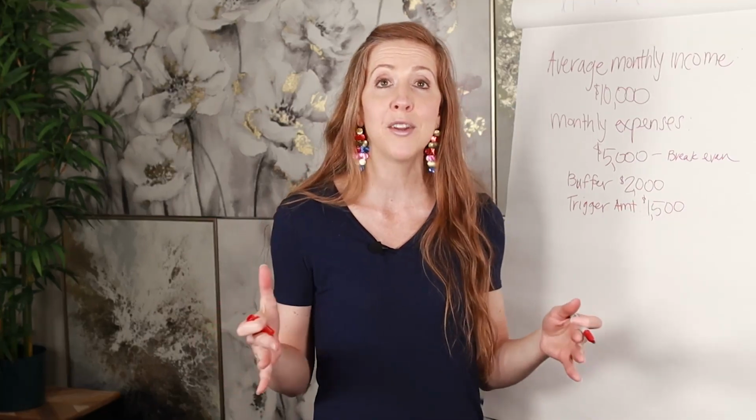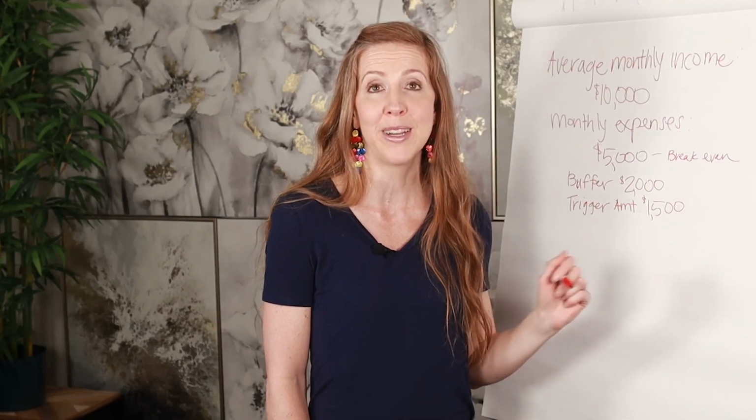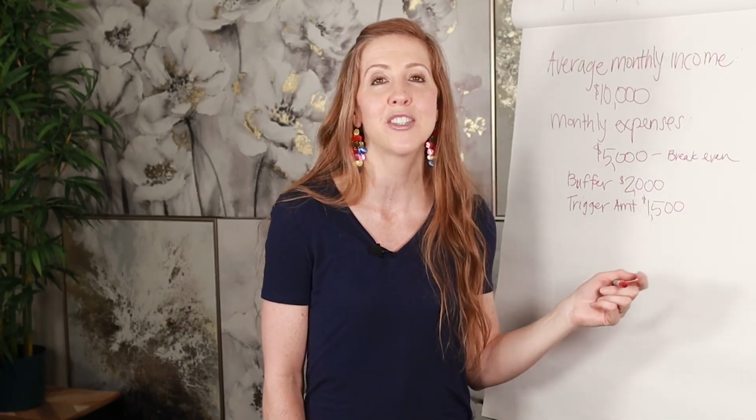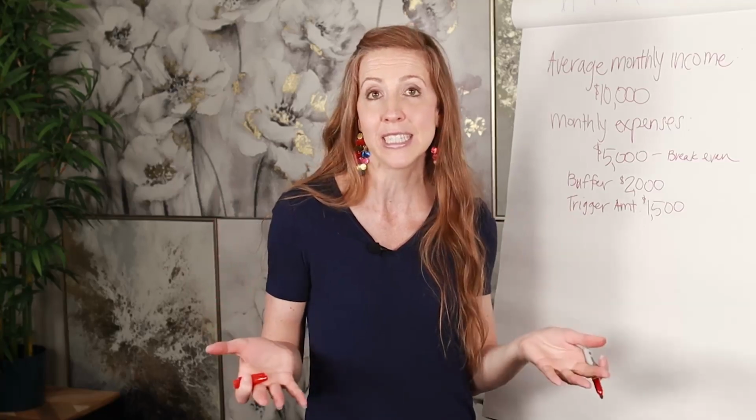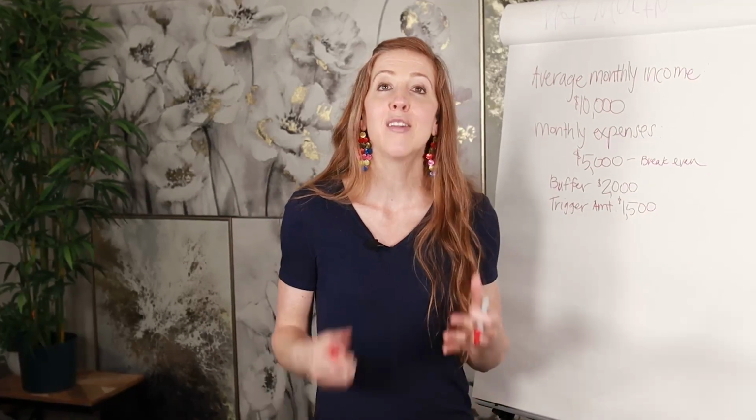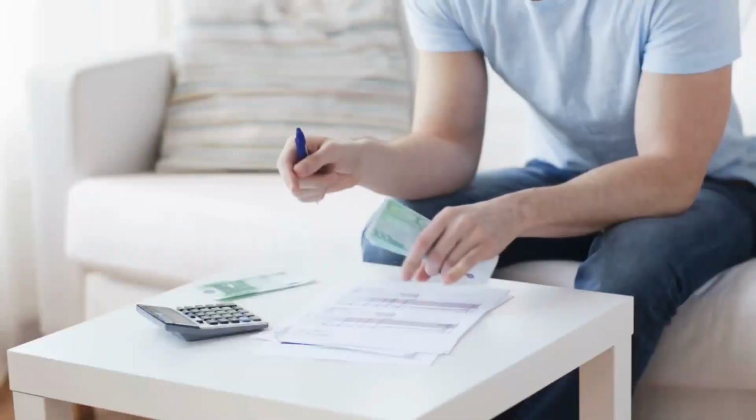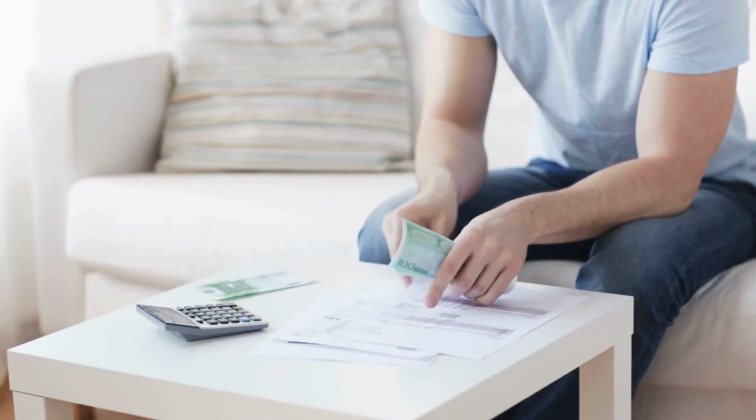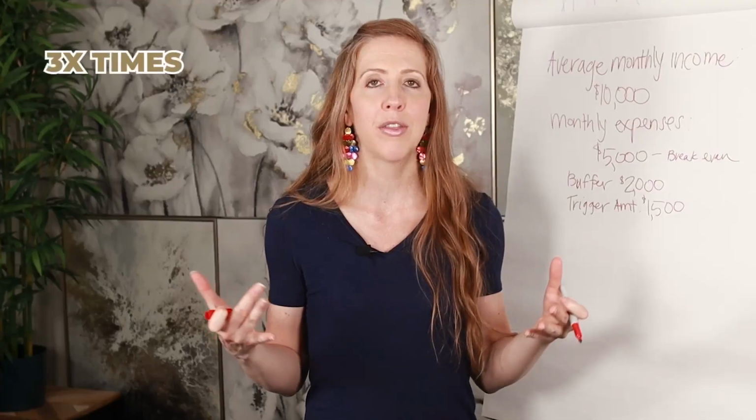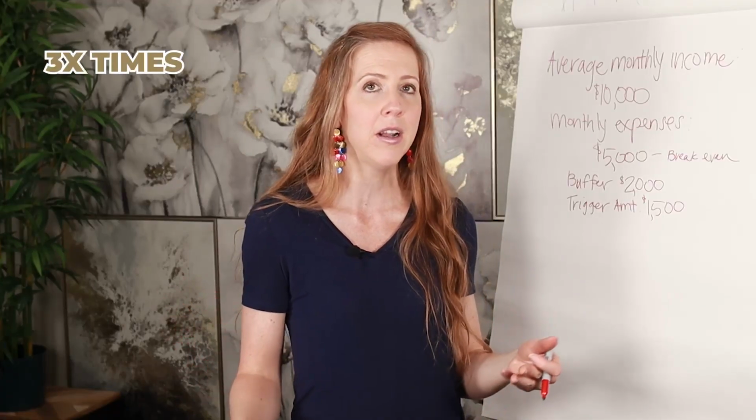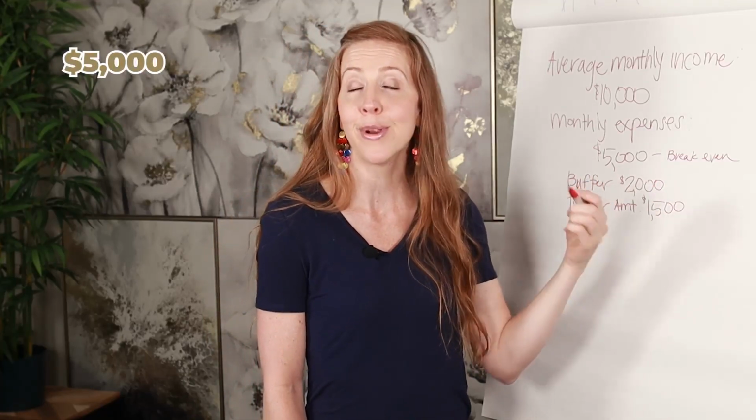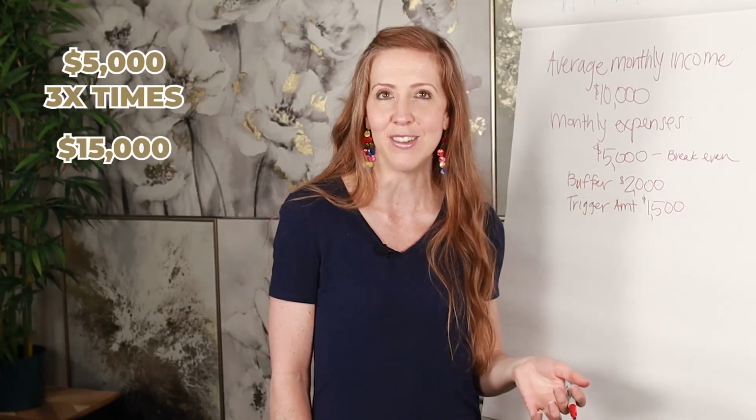So determine what your trigger amount would be. When are you going to pull the trigger and transfer money from another account into your checking account so you can make sure that all of your expenses are going to be covered? And then we do want to keep some cash on hand, like I said before. So we want a certain amount, and usually you can go with 3 times your break-even number. Our break-even number is $5,000. So 3 times 5,000 is 15,000.